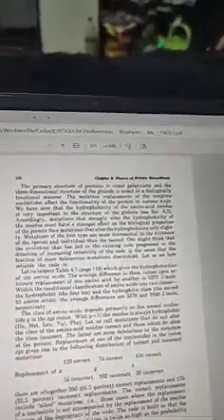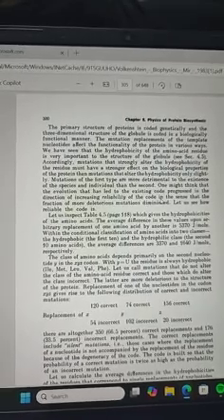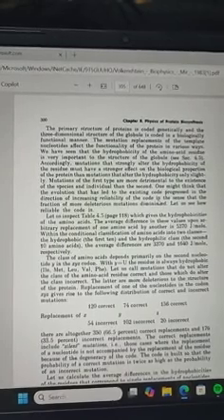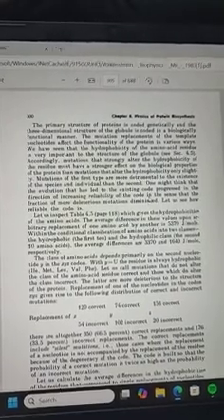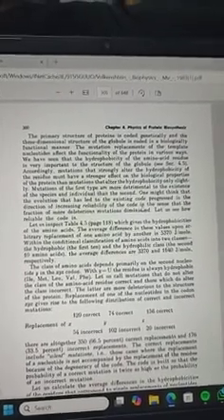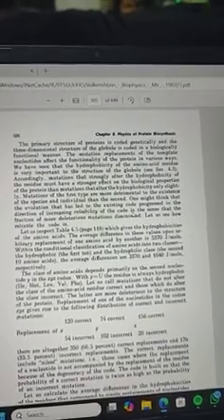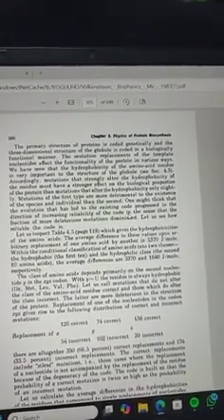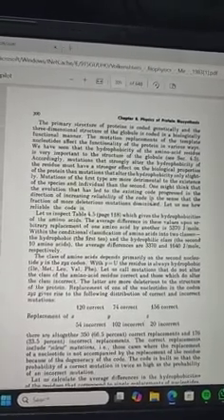The primary structure of protein is coded genetically, and the three-dimensional structure of globules is coded in a biologically functional manner. The mutation replacement for the template we have seen. The hydrophobicity of the amino acid residue is very important to the structure of globules. Accordingly, mutations that strongly alter the hydrophobicity of the residue must have a stronger effect on biological properties of the protein than mutations that slightly alter the hydrophobicity. Slight mutations of the first type are more detrimental to the existence of the species and the individual than the second. One might think that the evolution that has led to the existing code progressed in the direction of increasing reliability of the code, in the sense that the fraction of the more deleterious mutations diminishes. Let us see how reliable the code is.